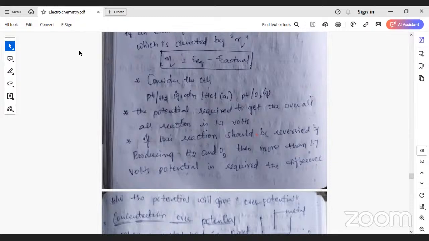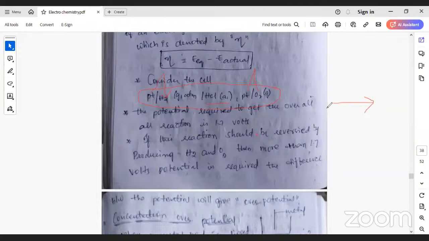So I may convey, this is the setup. What was the setup? Platinum is dipped in H2, means platinum is combined with hydrogen gas, which is dipped in HCl. Another platinum is dipped in oxygen gas. This is also dipped in HCl solution. So here one reaction will take place.